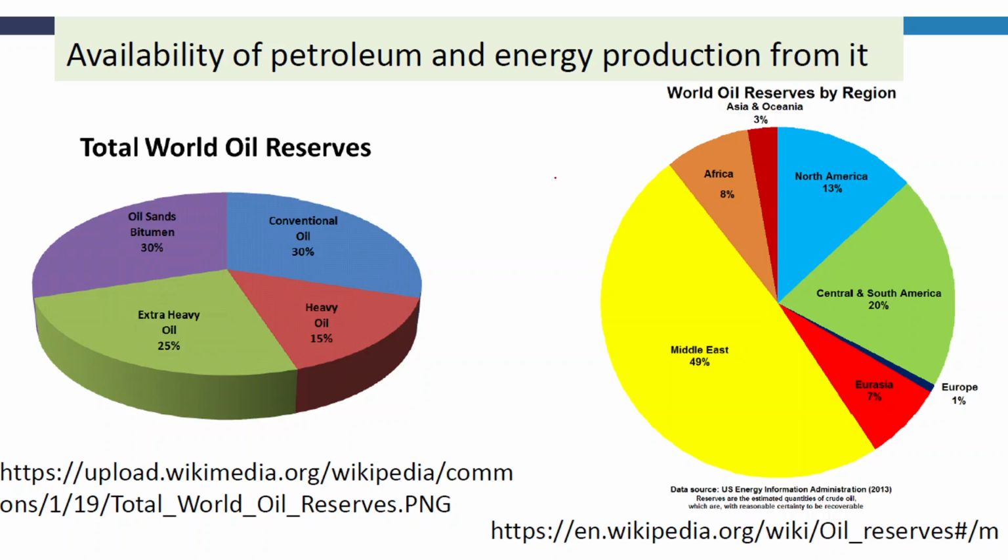Coming on to the availability of petroleum and energy production from it. Total world oil reserve consists of 30% oil sand bitumen, 30% conventional oil, 15% heavy oil, and 25% extra heavy oil. And the world oil reserve on the basis of region shows that the largest oil reserves are found in the Middle East, that is 49%.